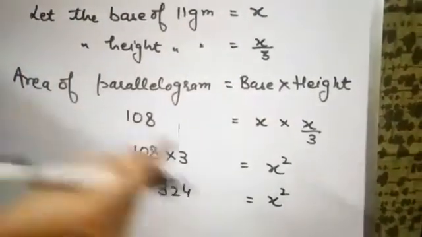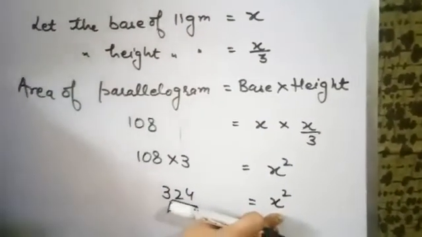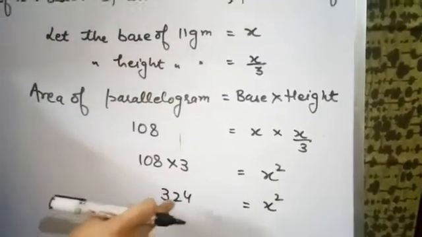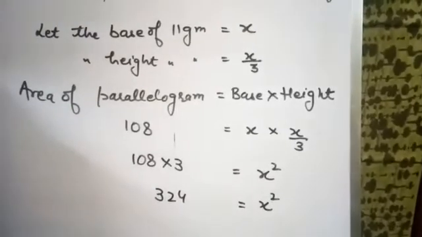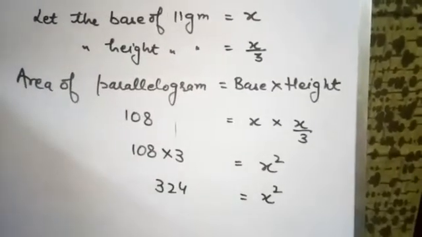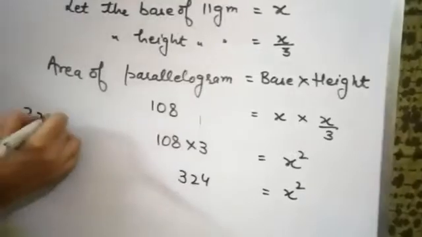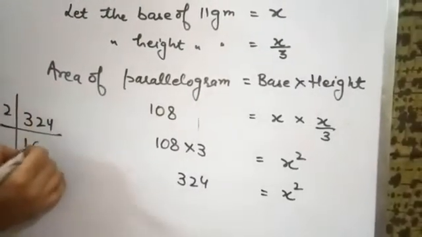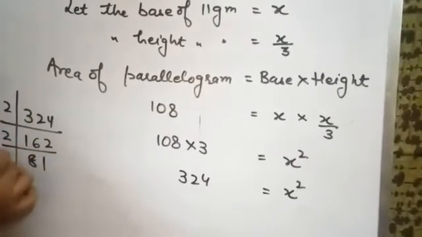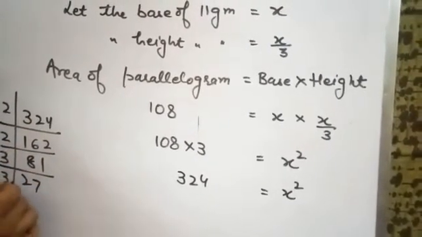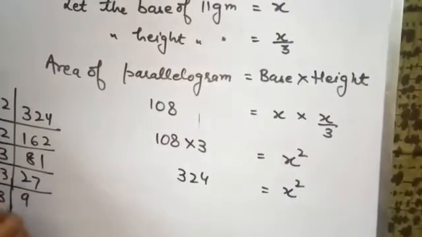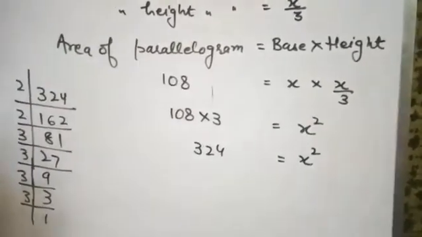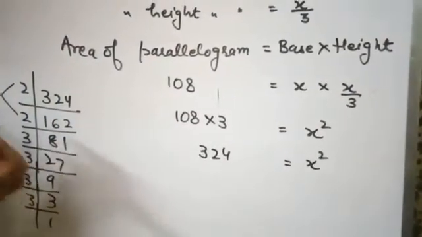Now how to find the value of x? Look students, if x is in the square, we have to convert this 324 into a number whose square is equal to 324. If you directly know it, that is very good. Otherwise you can find the prime factorization: 2 ones are 1, 2 6s are 12, 2 81, 3 27, 3 9, 3 3 3. Now you have to make groups of 2, because you have to find the square root.